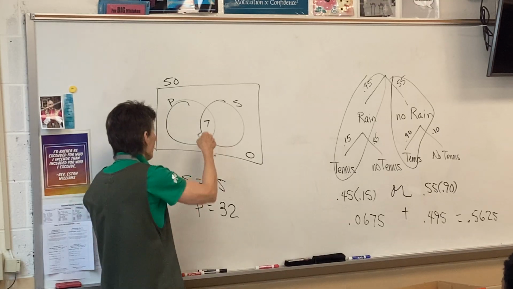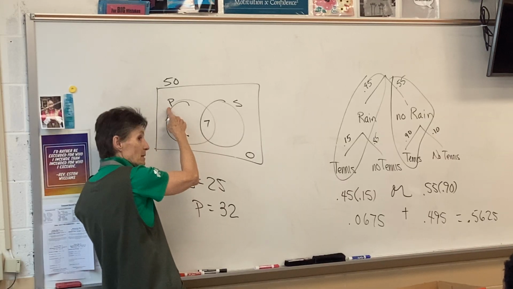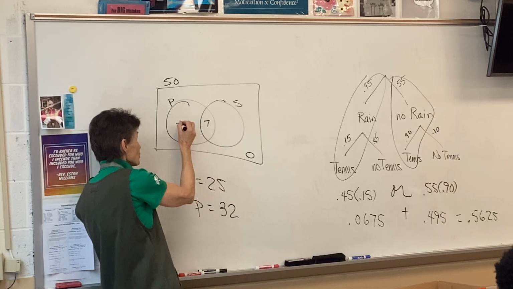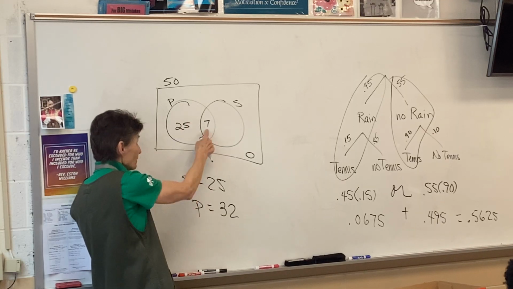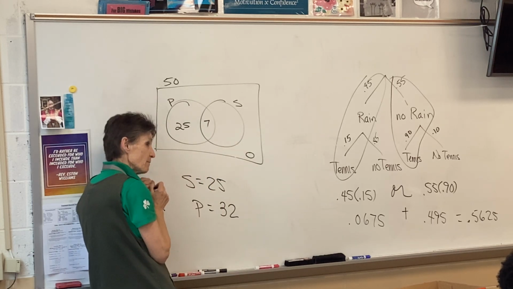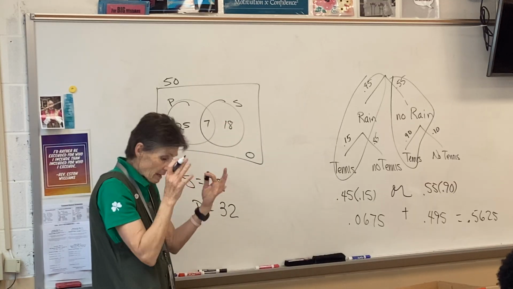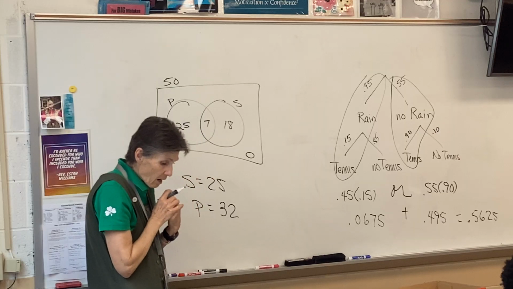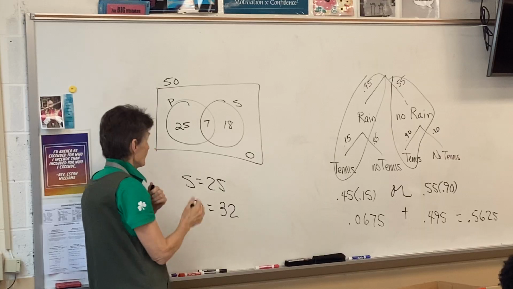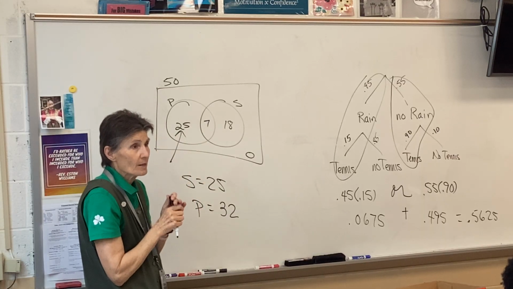Now, if the whole P-ball is 32, keep it straight, this is my P-ball. If the whole P-ball is 32, then this is 25, because 7 of them are right there. And if the whole S-ball is 25, then this is 18. And now I can answer the question, how many only pray? These are the only prayers, right? 25. They only pray.